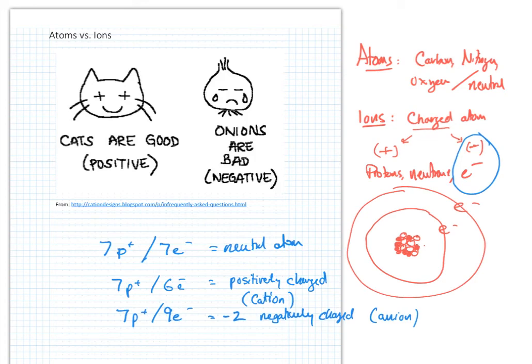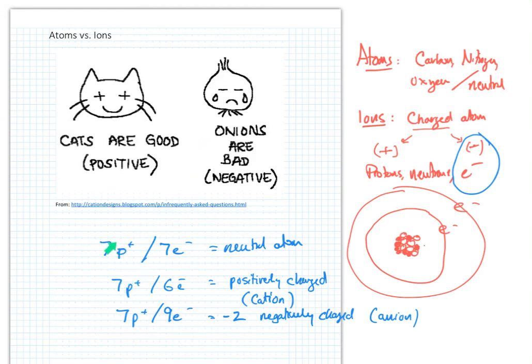Now I don't know the guy who did this, but this cartoon, you can find this on Blogspot, said cats are good, they're positive, onions are bad, they're negative, anions are bad, they're negative. If that helps you remember cation and anion, that's fine. I don't know if cats are good necessarily, but a positively charged atom is called a cation. A negatively charged ion is called an anion. And we're just going to refer to these going forth in the future, that if we have a situation where we have a negative charge, we're just going to call it an anion.